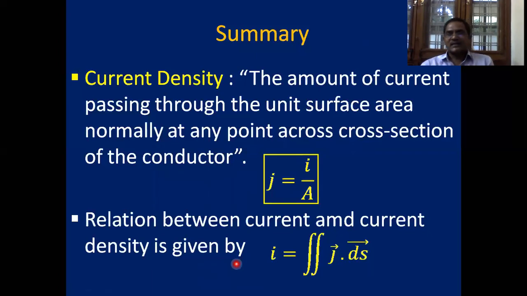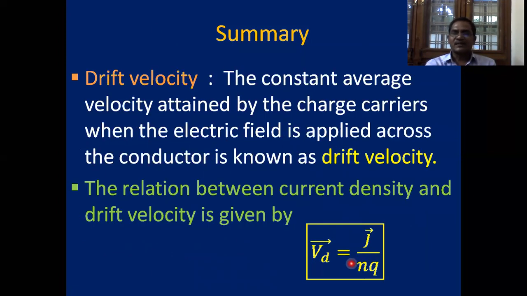So in the present class, first we discussed the important terminology, the current density concept, that is the amount of current passing through the unit surface area normally at any point across the cross section. So J equals I by A. J is a vector quantity. It is measured in the units ampere per meter square. Then the relation between current and current density is written as I equals surface integral of J dot dS, right? So current is a scalar quantity, but the current density is a vector quantity.